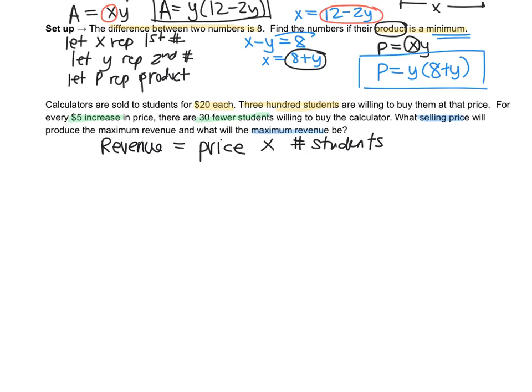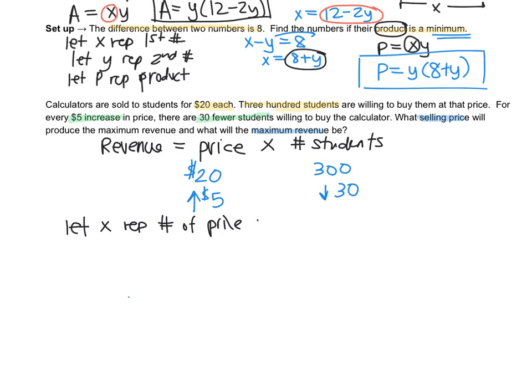The original price is $20, and the original number of students is 300. But each time I increase, the price will go up by $5, and the number of students will go down by 30. And this all depends on how many times I want to increase. So let X represent number of price increases. And this will always be the let statement. For these types of revenue questions, X will never represent the price or the number of sales or anything like that. It will always be the number of price increases. And then I'm also dealing with revenue, so I'll just say let R represent revenue.